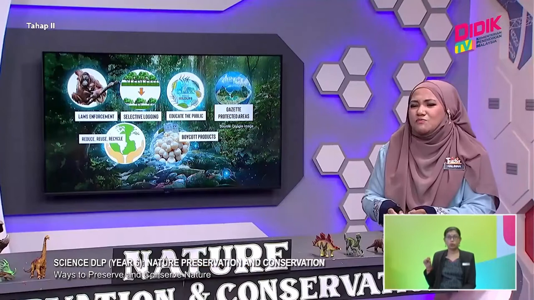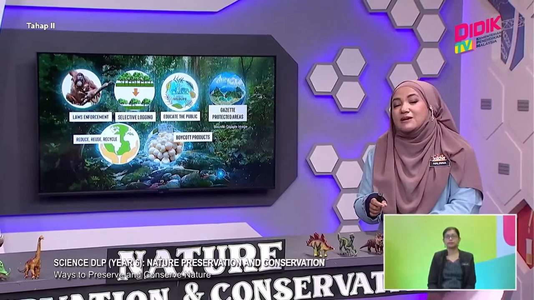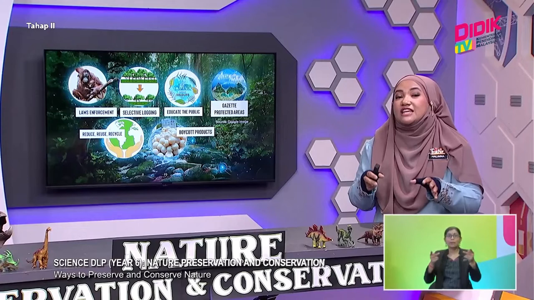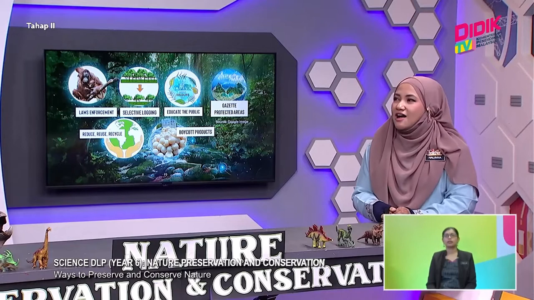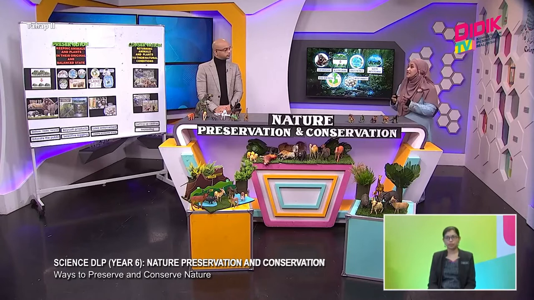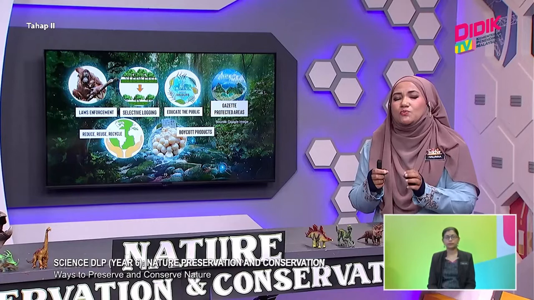We need to understand that gazetting protected areas, for example national parks or marine parks and also Ramsar sites, is to protect that area and all the living things in it from poachers or illegal loggers. So now, do you understand, Sean? We are not only protecting or preserving that area physically, but we also need to protect it with what I told you just now, like educating the public.